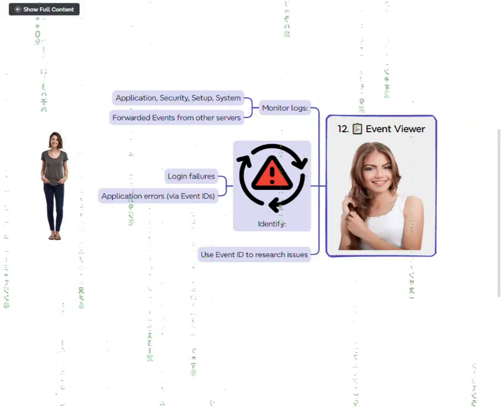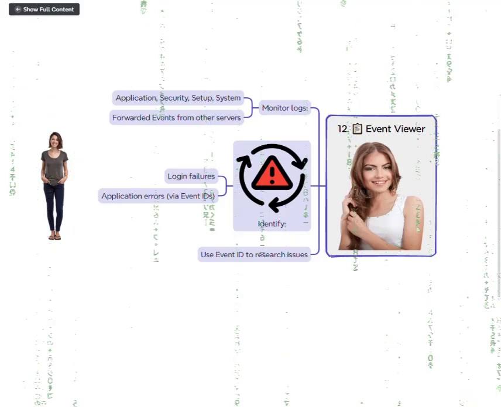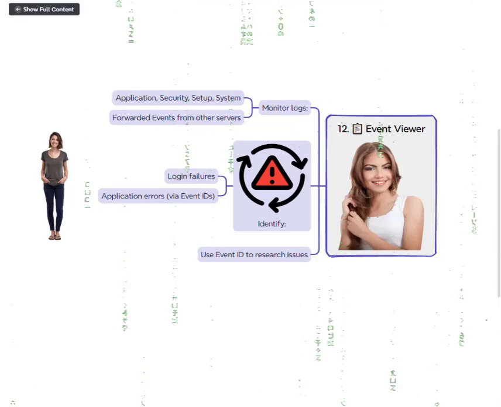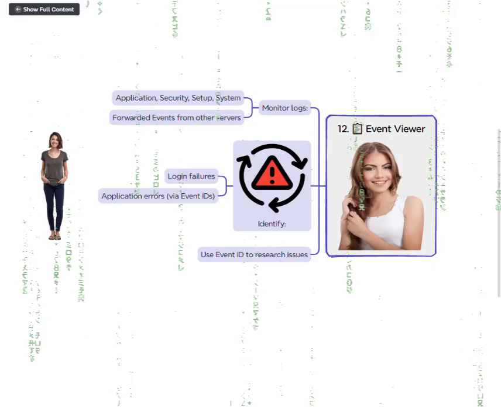Each event has an ID number. You can Google it for more info, making troubleshooting much easier. If something's not right in your server world, Event Viewer is often the first place to check.